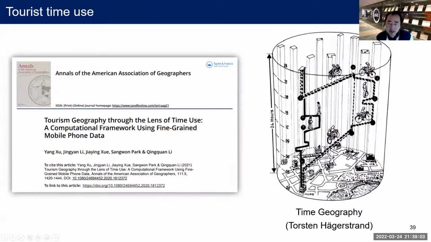So in the next study, we try to look at how tourists use time. Some of you might know that time geography is a very important concept or subdiscipline in the geography domain. When we have high resolution mobile phone data, theoretically, we know at every moment where each person is, and we can also infer what type of activity they are doing. So in that sense, we can quantify people's use of time. In this study, we try to come up with a computational framework to achieve this purpose.